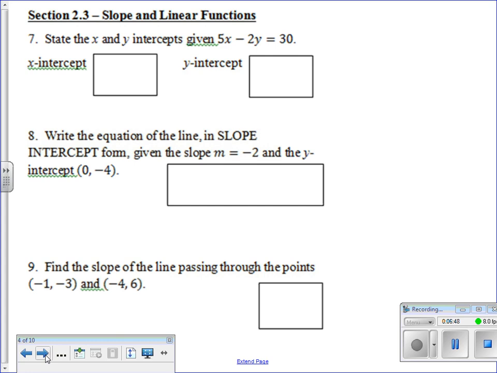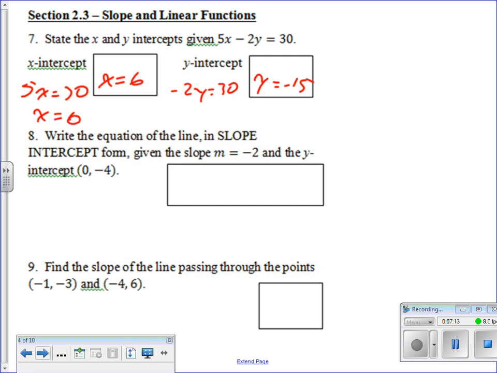Okay. State the x and y intercepts. Remember, to find the x-intercept, you let y equal 0. So you get 5x is equal to 30. So x is equal to 6. To find the y-intercept, you let x equal 0. Negative 2y equals 30. So y equals negative 15. Watch your negatives and positives on these.